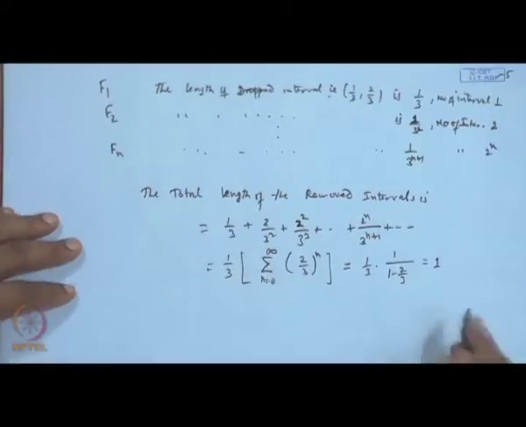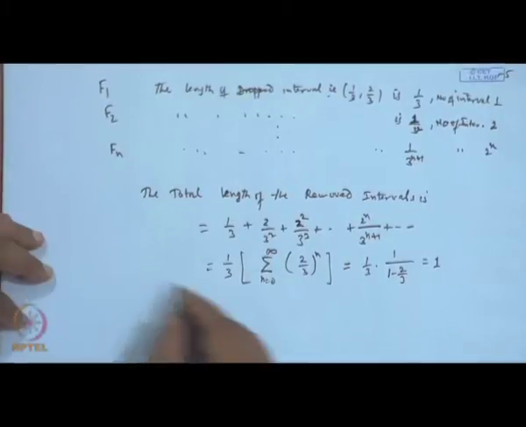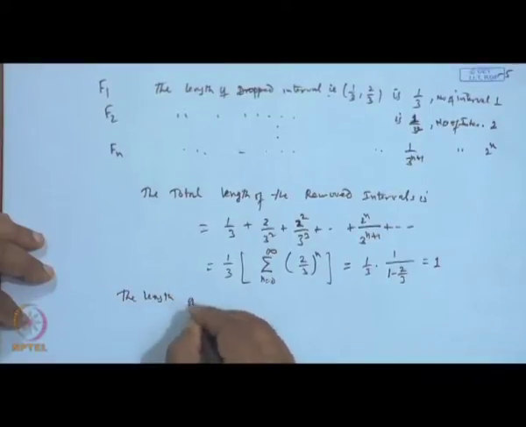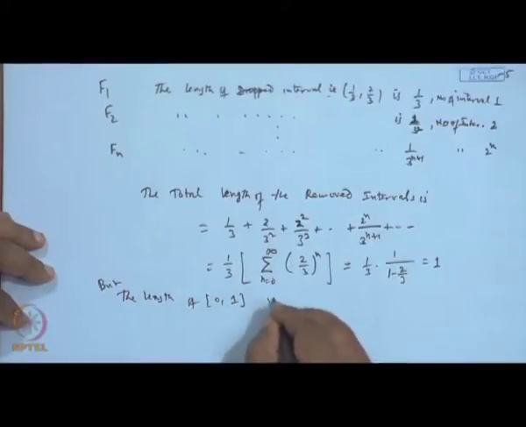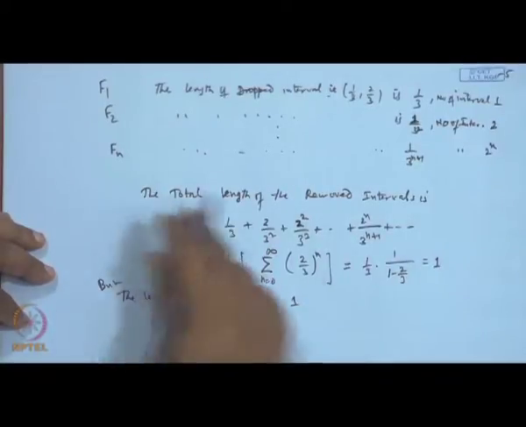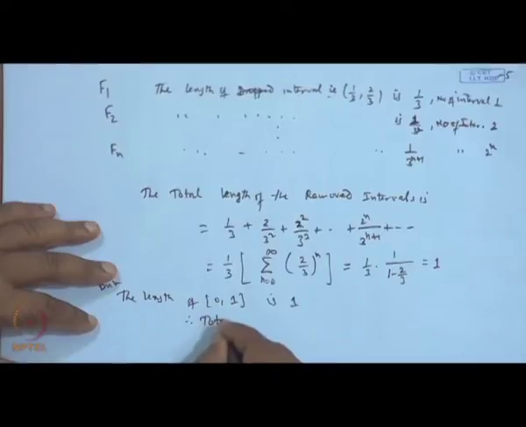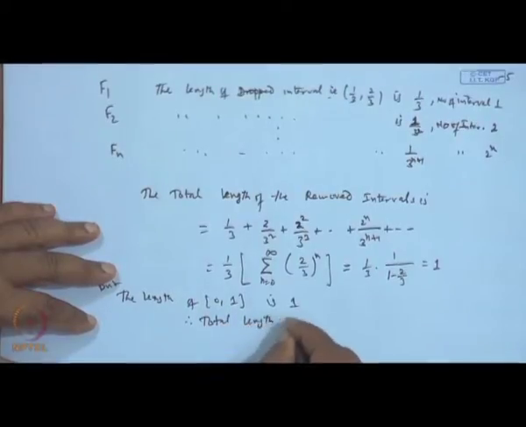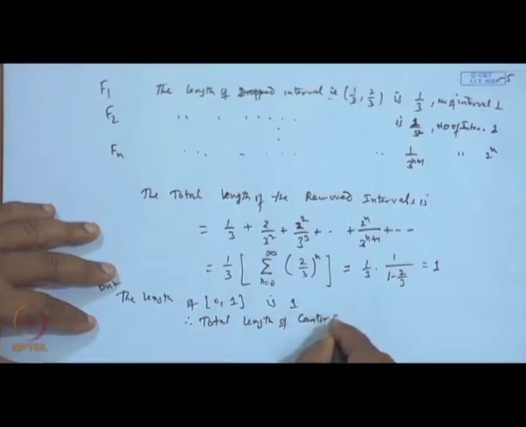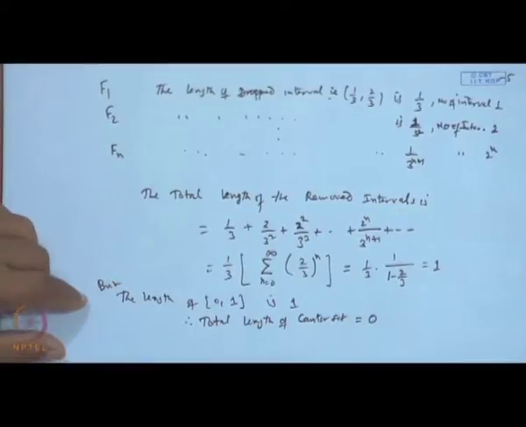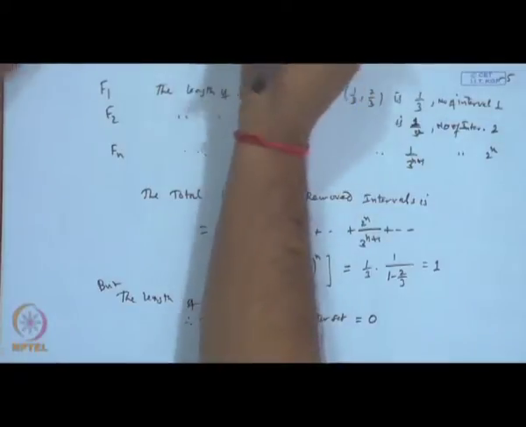So, it means the closed interval from where we have started has length 1, and the dropped interval also has length 1, and the remaining one is the Cantor set. Therefore, the total length of the Cantor set is 0. That is, the measure of the set is 0.